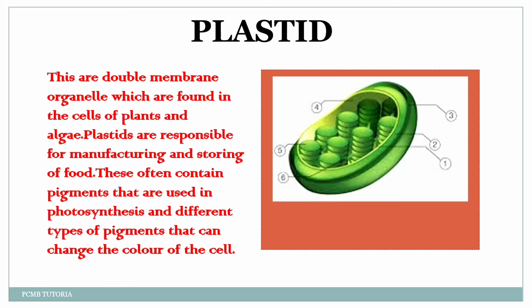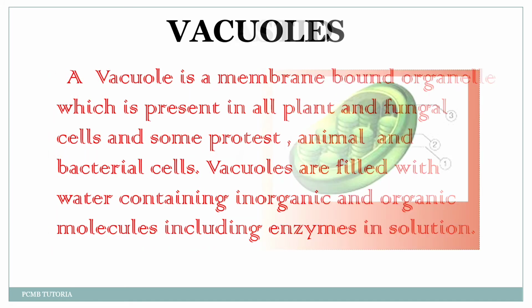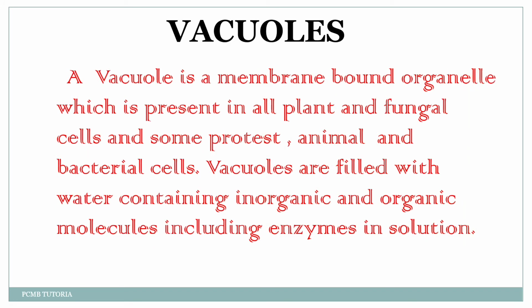Number 5. Plastid. These are double membrane organelles which are found in the cells of plants and algae. Plastids are responsible for manufacturing and storing food. These often contain pigments that are used in photosynthesis, and different types of pigments can change the color of the cell. Number 6. Vacuoles.